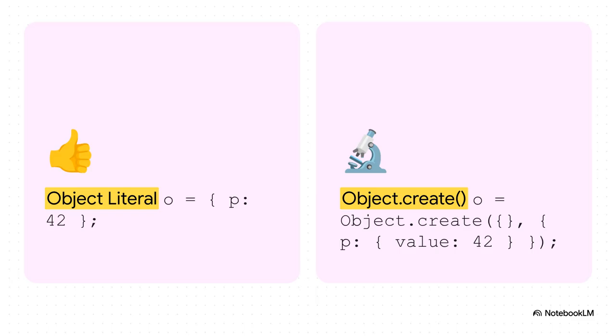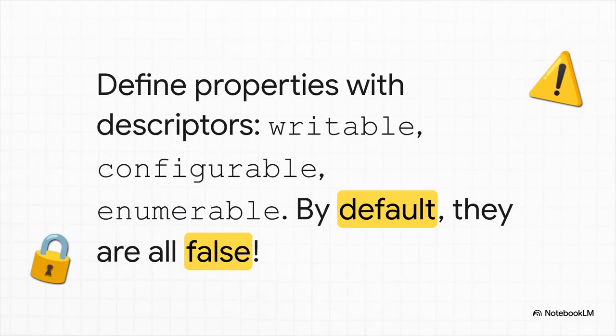Because with this method, you're not just setting a value, you are defining the rules for how that property can behave. So this second argument lets you set what are called property descriptors. These are basically rules that control if a property can be changed, that's writable, or if it can be deleted, that's configurable, or if it shows up when you loop over the object, that's enumerable. And here is the big gotcha, the thing you have to remember. By default, they are all set to false. That means if you define a property this way, it's locked down tight. You can't change it or delete it later unless you explicitly go in and set those descriptors to true.